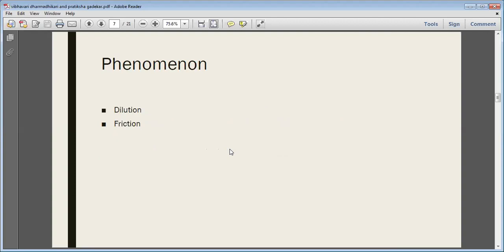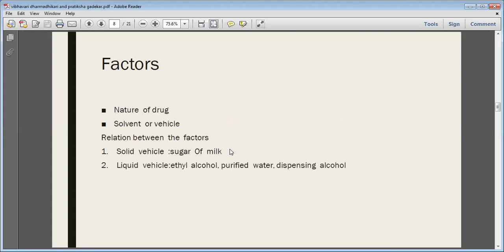Then what are we doing in the potentization, or what is the phenomenon of that potentization? The potentization includes two phenomena: we are doing the dilution and we are doing the friction with the drug substance and with that vehicle. Then what are the factors which are considered in the potentization? We are considering the nature of the drug and the solvent, or we can say the vehicle, which is useful for potentization, and the relation between the factors.